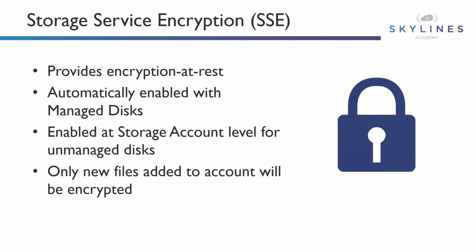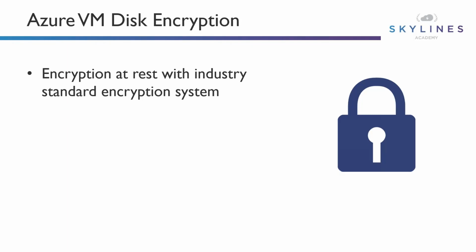And this is very important as well. When you are doing it at the storage account level, only new files added to the account will be encrypted. So if you change it at the account level, you're obviously going to have a lot of files there that maybe aren't encrypted, and then you turn on SSE, and those new files will be encrypted. You have to remove the files and re-add them to the storage account to turn on SSE for them.